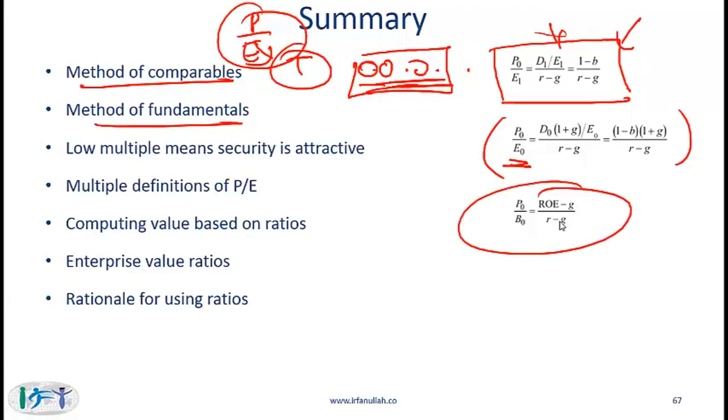And then this is price to book, ROE minus G over R minus G. There were other formulas, but I'd say that at least memorize the ones that I'm showing you over here. These have the highest probability of showing up.